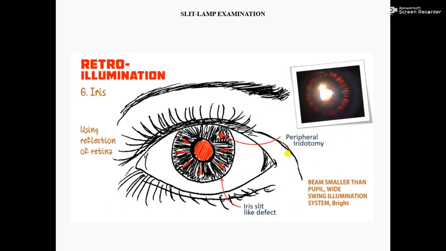Next, retro illumination. Here the light is aimed through the cornea and reflected off deeper structures such as the iris, crystalline lens or retina. Here the beam is smaller than the pupil, with a wide swing of the illumination system, and bright.